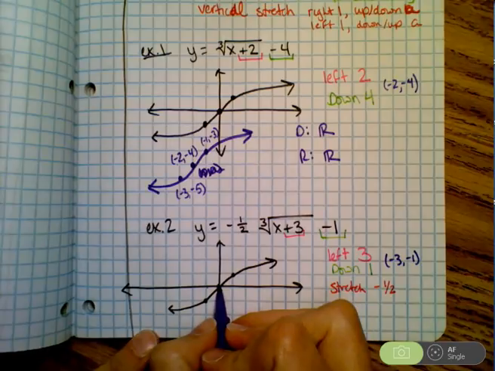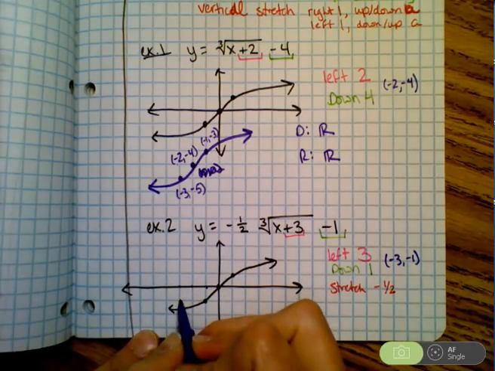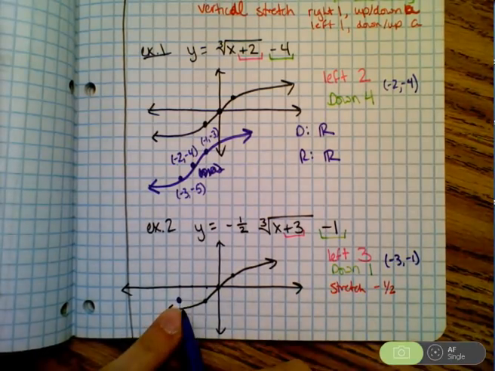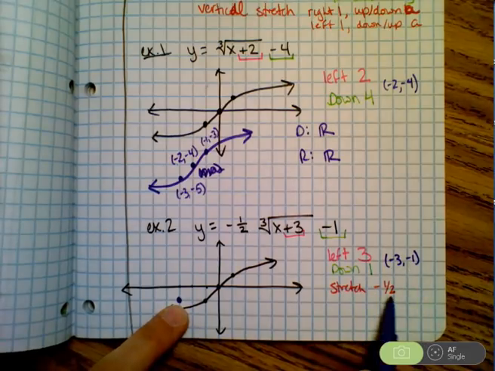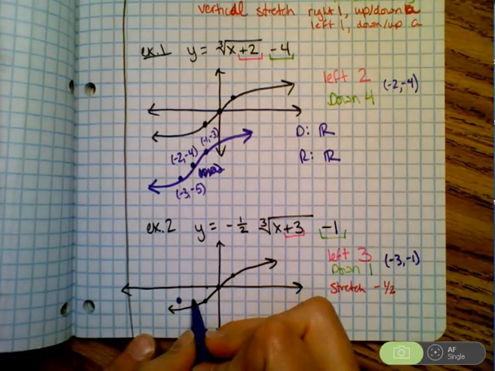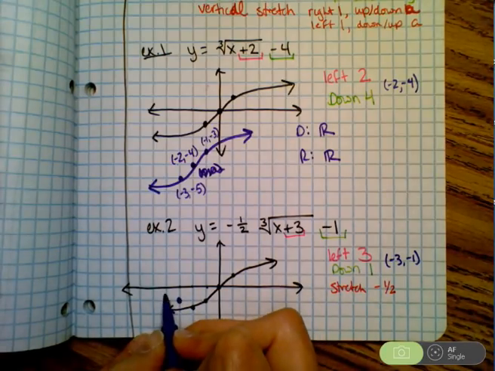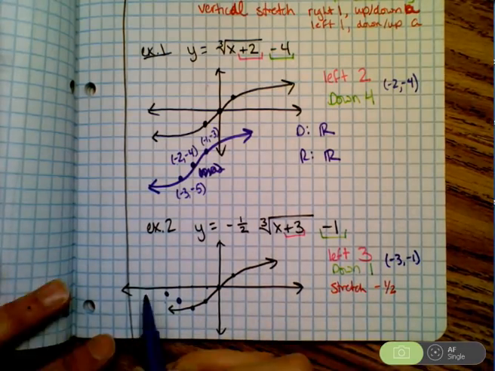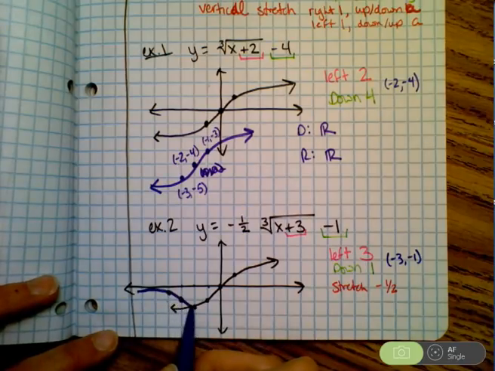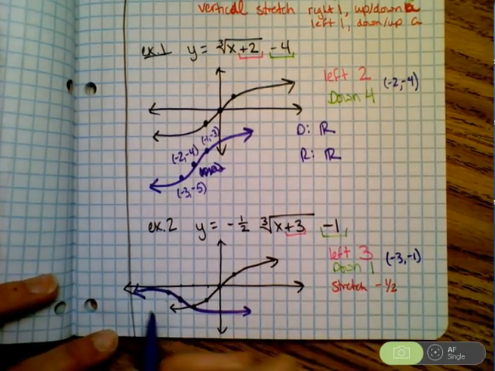So left 3, down 1, negative 3, negative 1, first reference point. Stretch of negative 1/2. So when I go over to the right 1, I go down 1/2. And when I go to the left one, I go up 1/2. And when I connect these, they will look something like that.